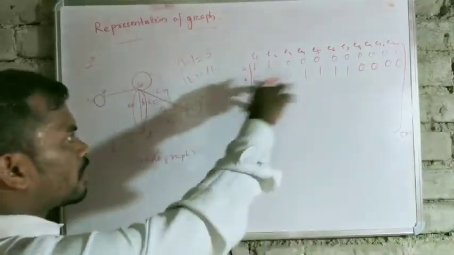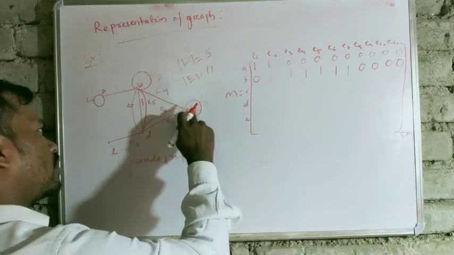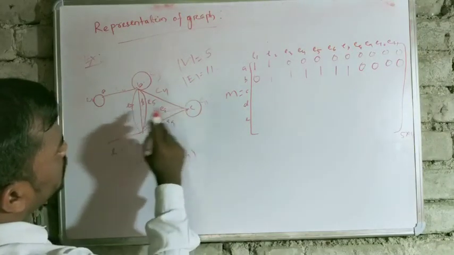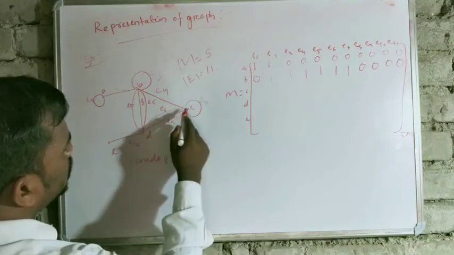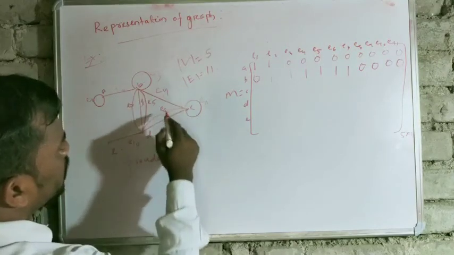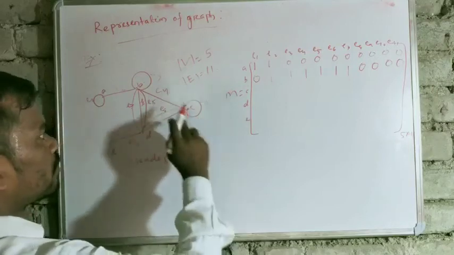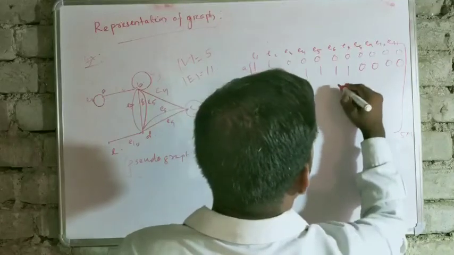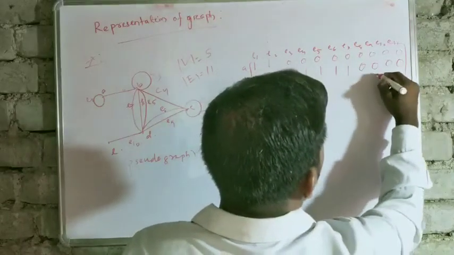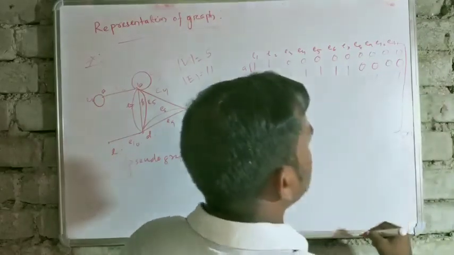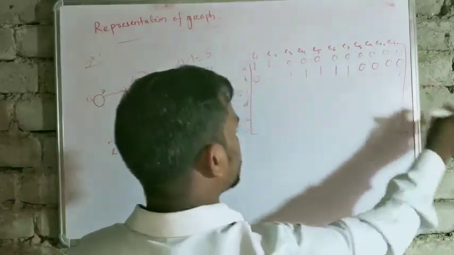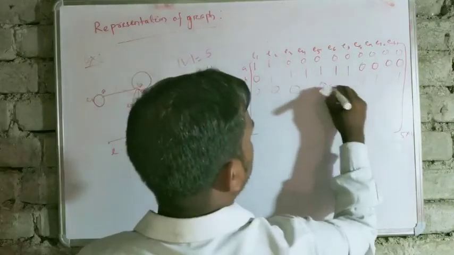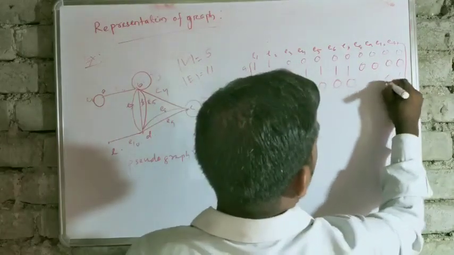Okay. Now comes the third row. For this vertex C, which edges are connected to it? E4, E8, E9, E11. So 4, 8, 9, 11. These entries are 1, other entries are 0.